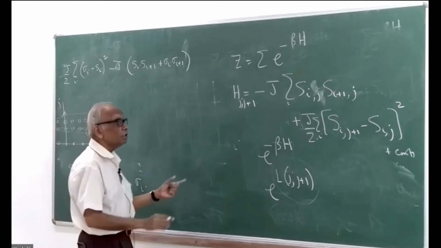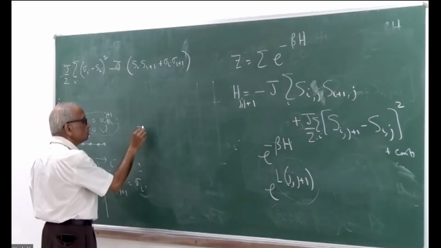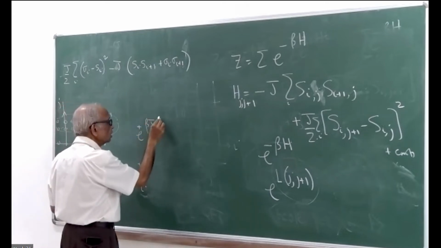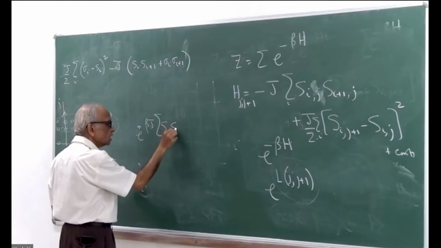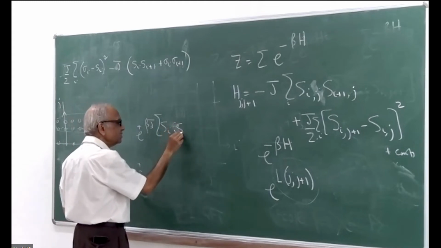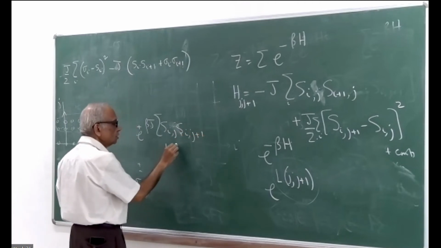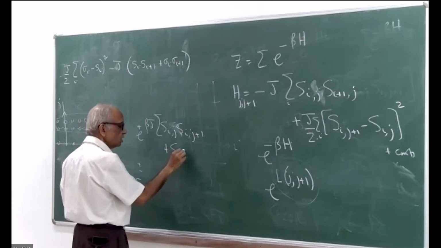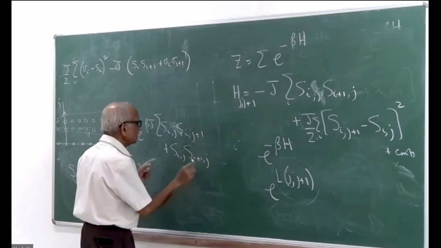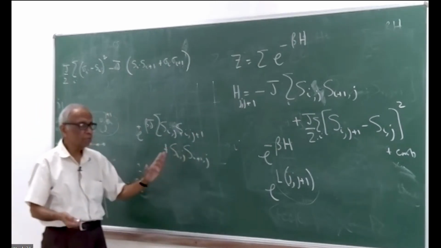That's different. I mean, the whole Hamiltonian, the whole partition function is e to the power Sij plus 1 plus Si plus 1 j, right? This is the whole thing. I haven't worried about this yet.